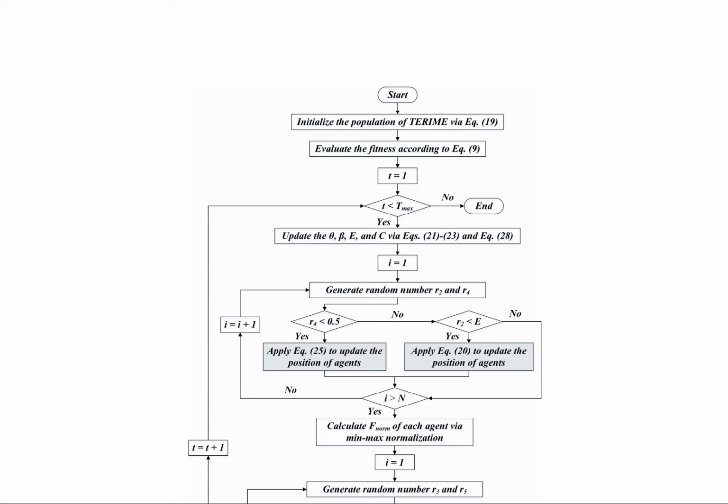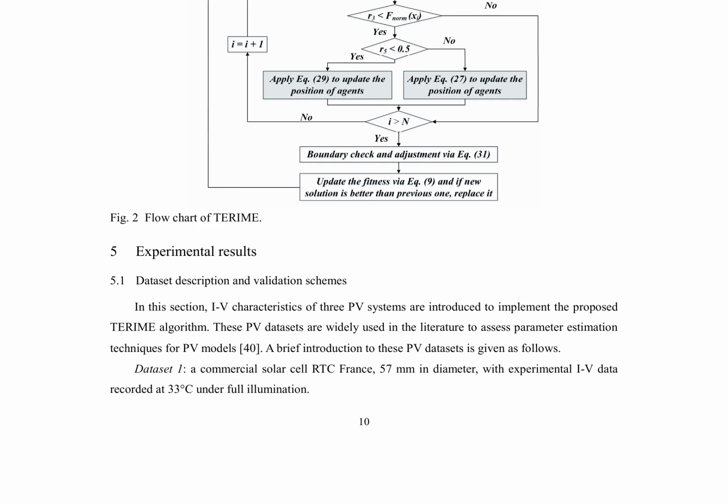This algorithm aims to improve the accuracy and efficiency of parameter estimation, which is crucial for optimizing the performance of PV systems. The validation schemes employed in this study are designed to evaluate the effectiveness of the TERIME algorithm in estimating the parameters of the PV models accurately.